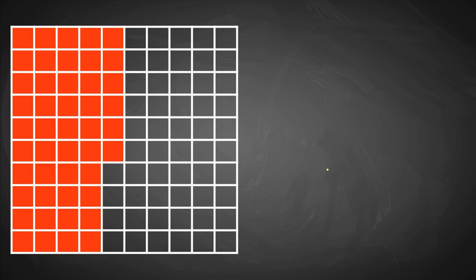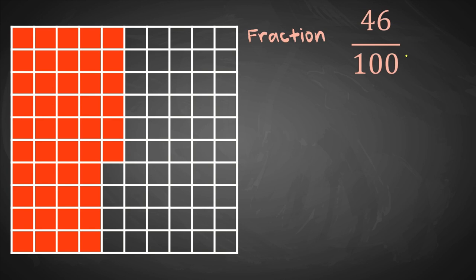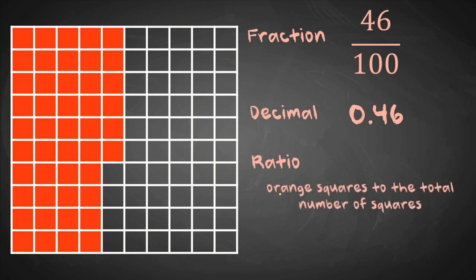So, balikan natin yung example natin kanina. So, we have the fraction, which is 46 hundredths. The decimal, which is also 46 hundredths. And in ratio form, kung ang pinag-uusapan natin ay yung orange squares to the total number of squares, merong orange or yung colored part, which is 46:100. Merong 100 squares.